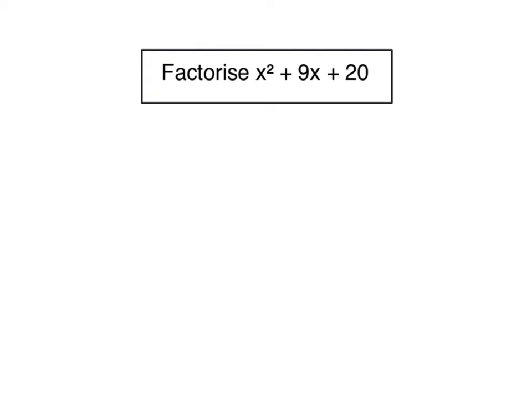Factorise x squared plus 9x plus 20. Okay, when you've got something in this form, and by this form I mean ax squared plus bx plus c, you need to realise that it's a double bracket. And remember when we're factorising, that means we've got the answer to the grid, so we need to put it back into the brackets.